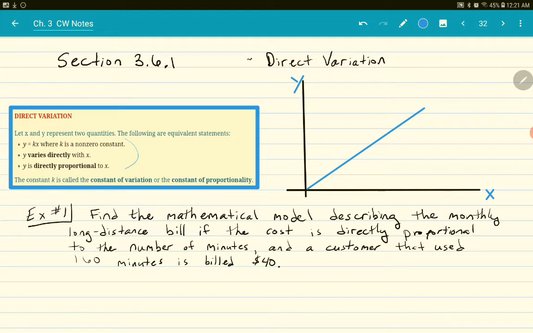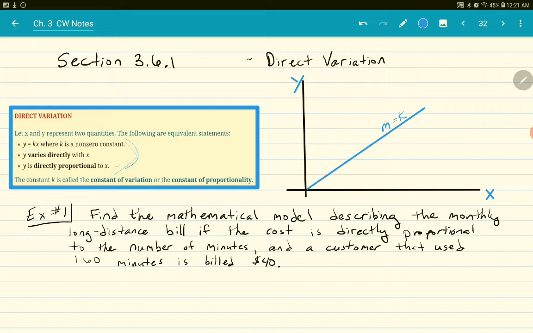You can use the equation y equals kx, and you can see how that would be like a line where the slope is equal to that k. And y varies directly with x. That's another way to say that we have this relationship where we start at 0, 0 and have a straight, direct line. And y is directly proportional to x is the third statement. These three statements are equivalent ways of saying that we have a situation modeled by this graph.